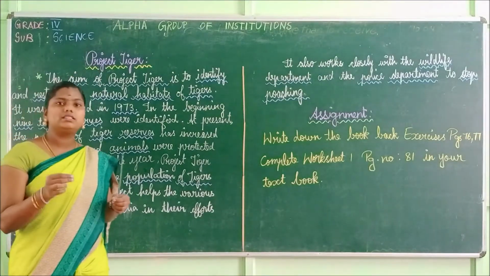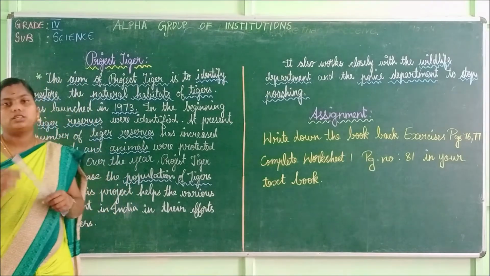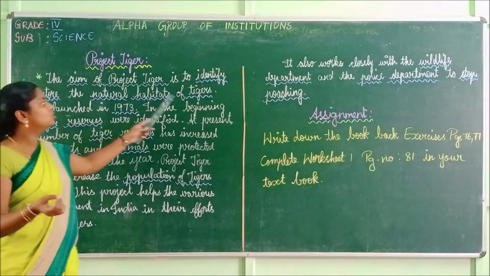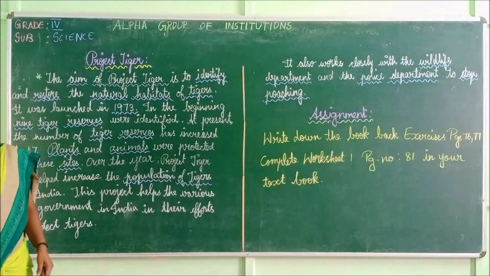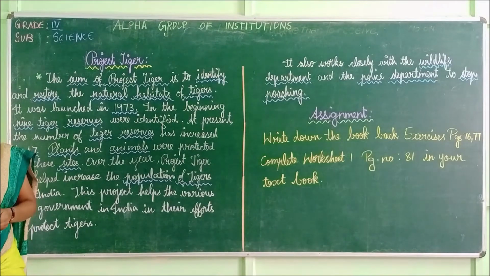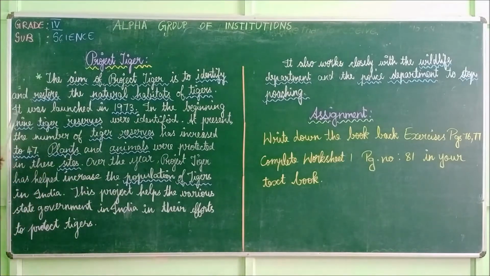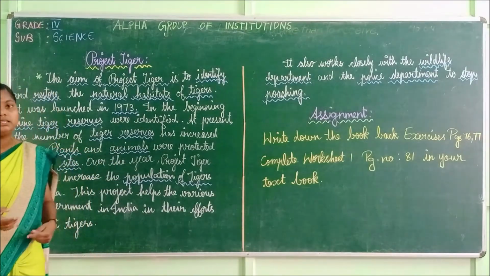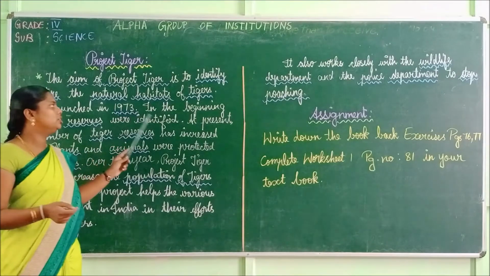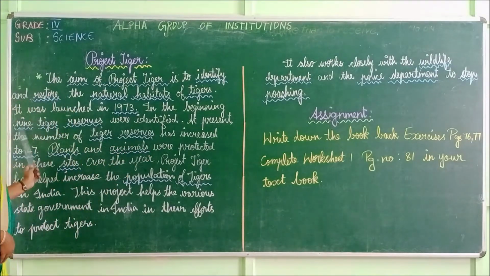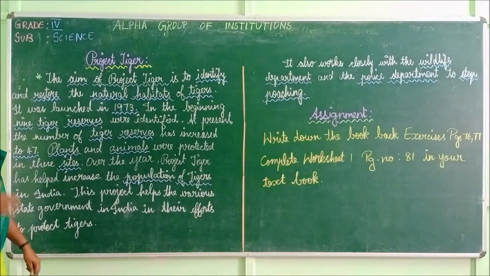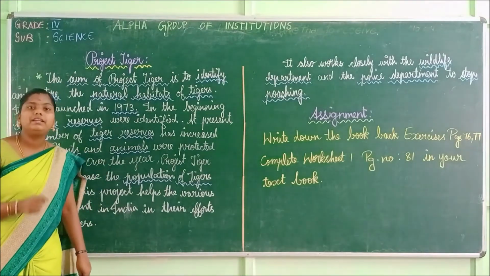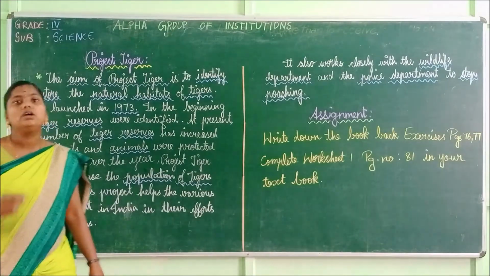So there is very less amount of tiger in our India. So that's why we are going to restore the natural habitats of tiger. That means we are going to give some place where we grow them. It was launched in 1973. In the beginning, 9 tiger reserves were identified. So in the beginning, when we started this in 1973, only 9 places were found where the tigers are living.